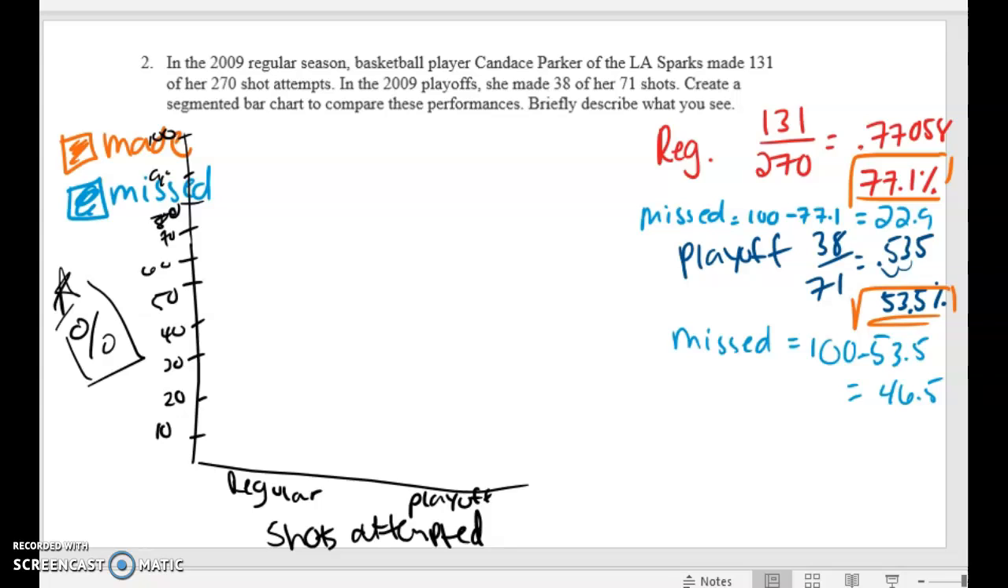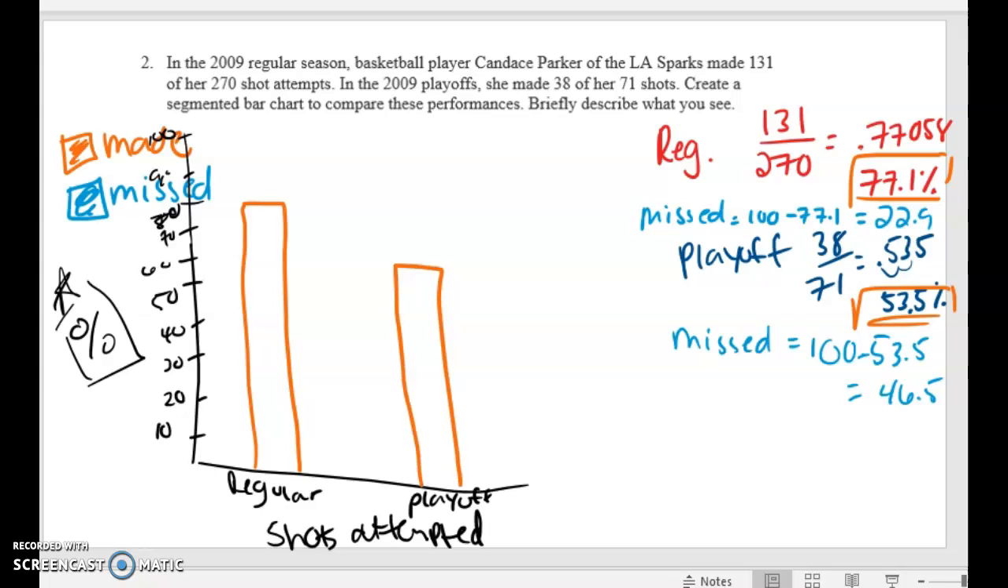Okay, so for a segmented bar graph, we have our made shots, which is going to go up for the regular season to 77, so almost to 80, and then for the playoffs is 53.5. For a segmented, you stack your bars, so the remaining 22.9% is just going to go all the way up to 100, which is why I like to calculate the percentages already. So this one is going to go all the way up to 100. It's very similar to a regular bar graph. A regular bar graph that's not segmented would just be bars right next to each other, but for the segmented, you stack it.